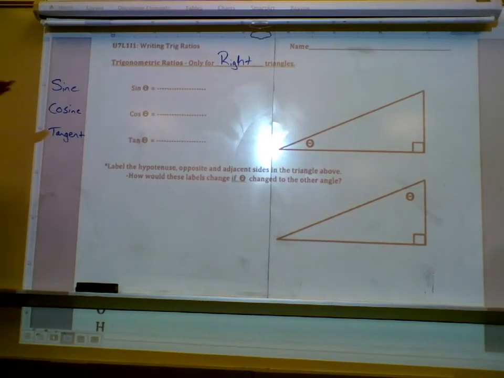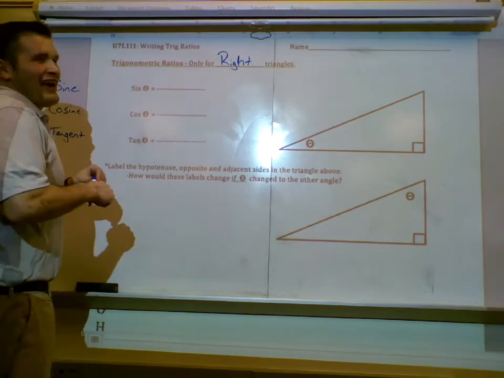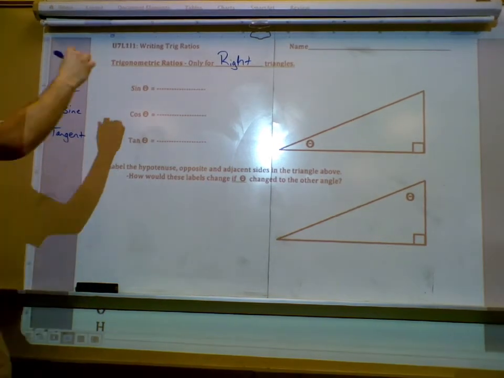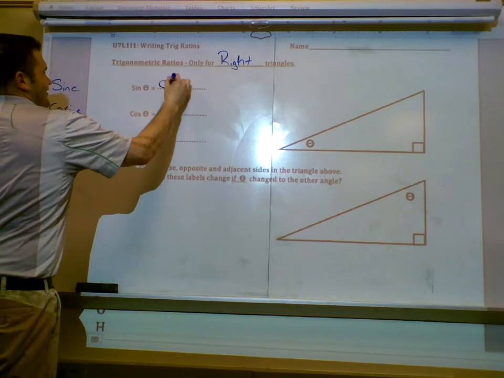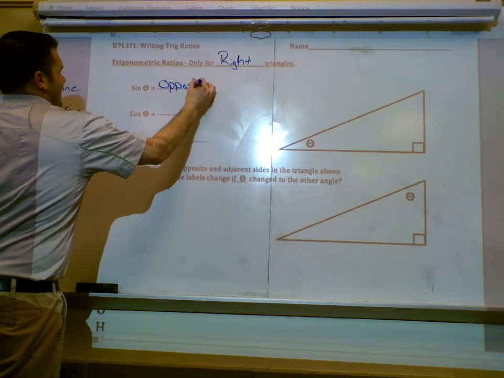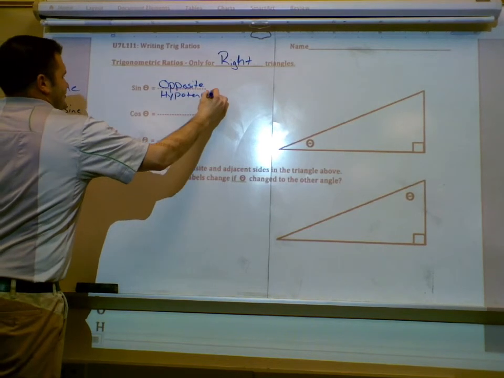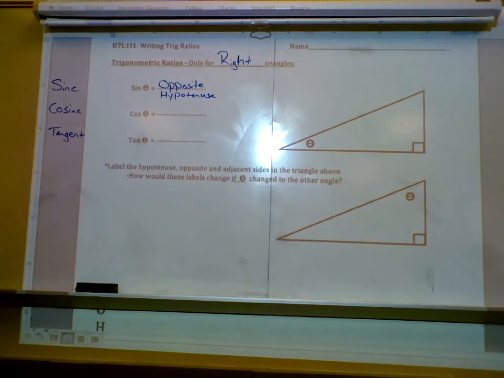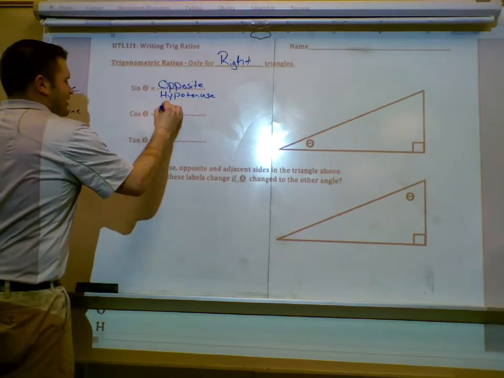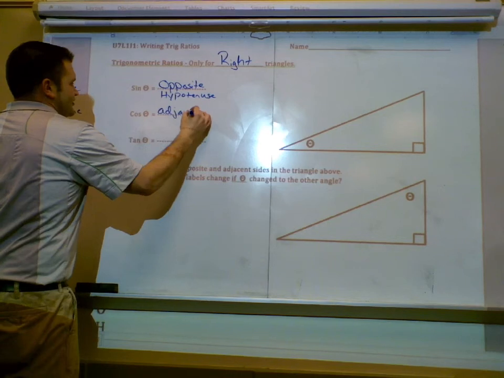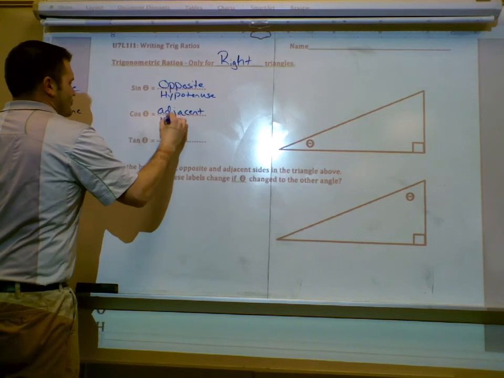So, sine. Does anyone remember from yesterday what sine was? It was y over r. Opposite over hypotenuse. Good. Sine is opposite over hypotenuse. What's cosine? Adjacent over hypotenuse. Good. Cosine was adjacent over hypotenuse.